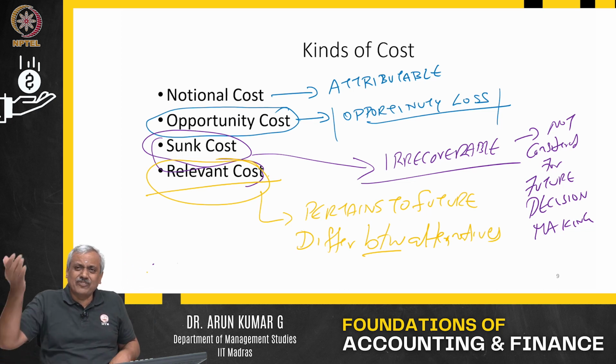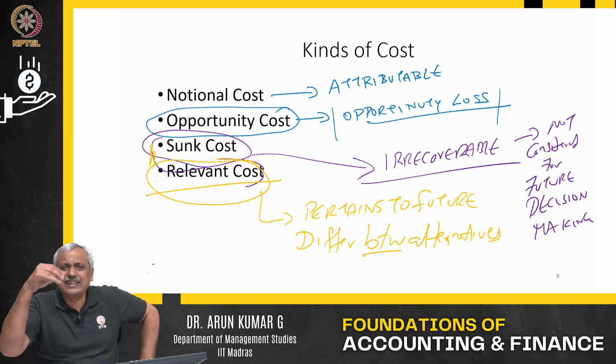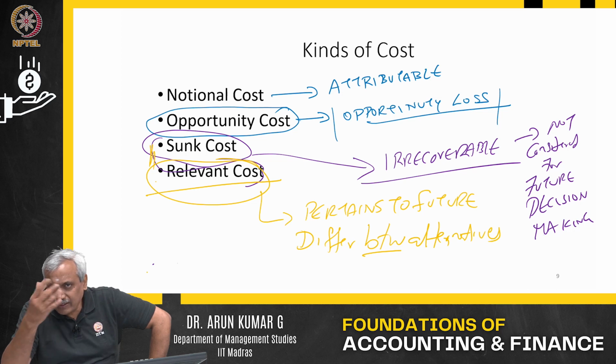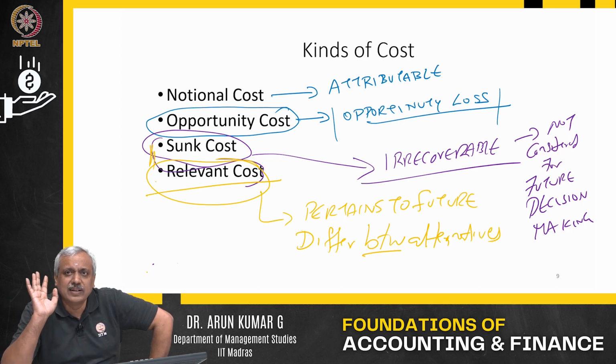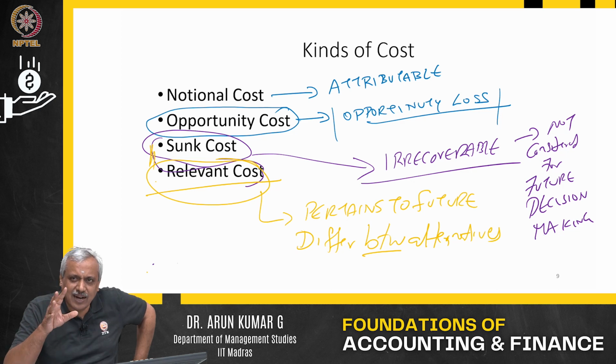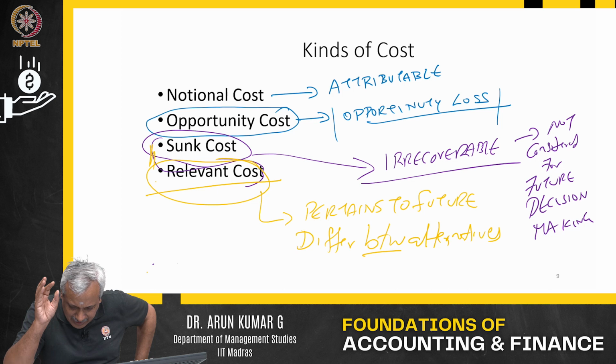The other 5 lakhs that you paid already is a sunk cost. It is paid, dead and gone, irrecoverable. If it were recoverable, then it would get added to relevant cost. So what happens? You understood the basic kinds of cost: notional cost, attributable cost, opportunity cost only if there is an opportunity loss, sunk cost, irrecoverable cost, and relevant cost for decision making, which pertains to the future and differs between alternatives.